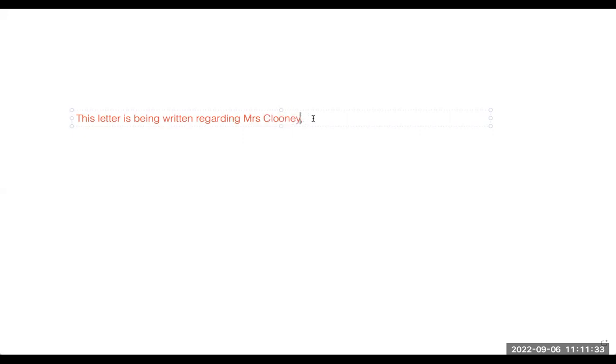So this letter is being written regarding Miss Clooney, who was diagnosed with Barrett's esophagus. So that is the main thing. I have to write the purpose. So I will let the gastrointestinal surgeon know that she was diagnosed with Barrett's esophagus, so regular omeprazole was commenced. That is the main thing.